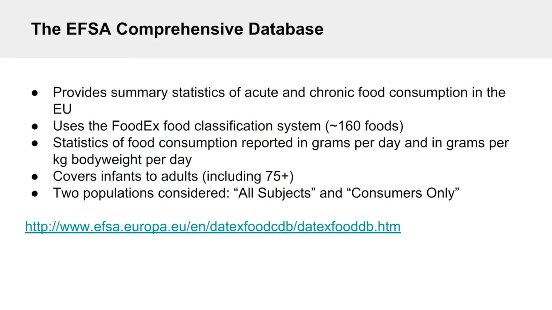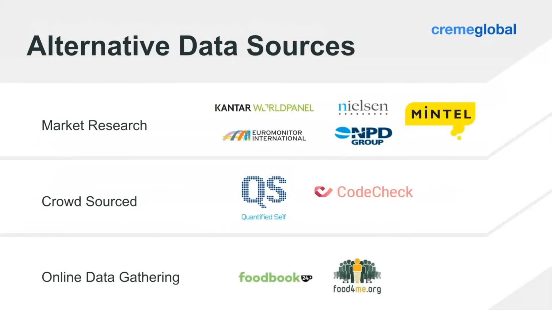Then lastly, the Extra Comprehensive Database. So this is a really useful database to use. It provides summary statistics of acute and chronic food consumption in the EU, uses the Food classification system of around 160 foods, and provides statistics of food consumption that are reported in grams per day and in grams per kilograms body weight per day. It covers both infants to adults, 75 years plus, and considers all subjects and consumers only as the link is there to it.